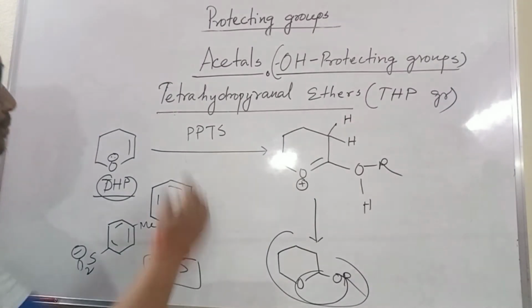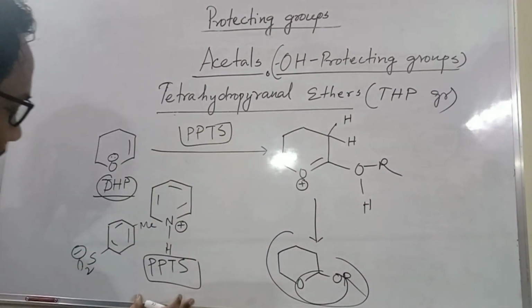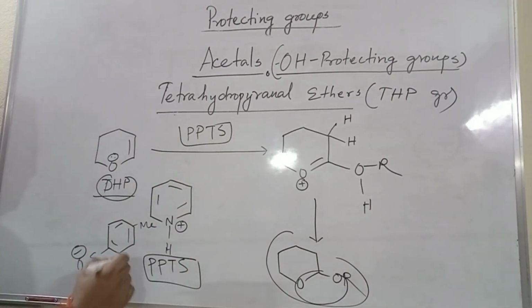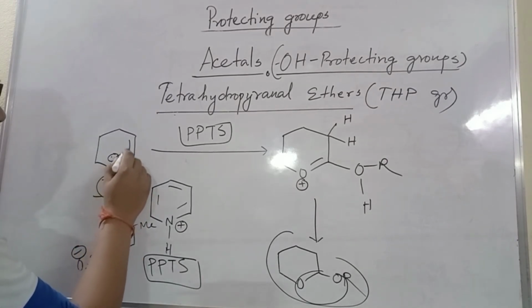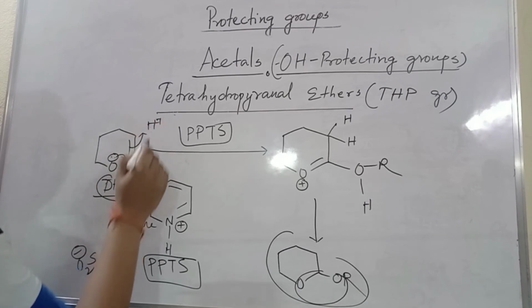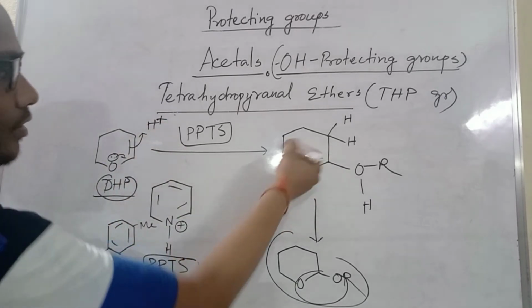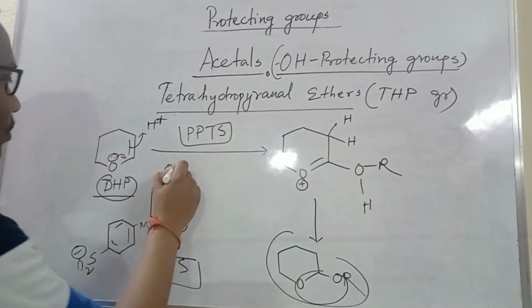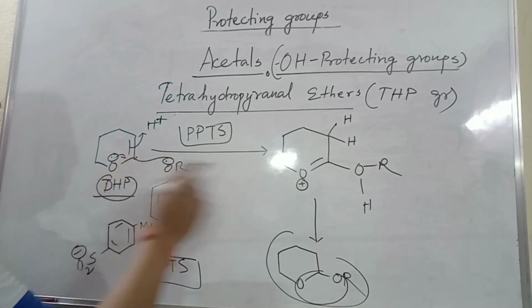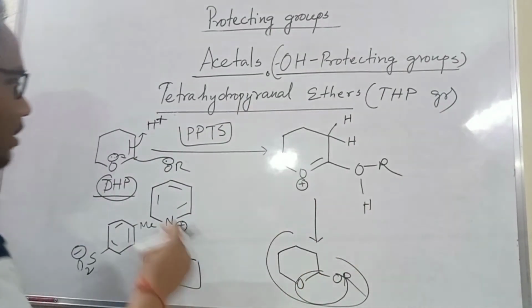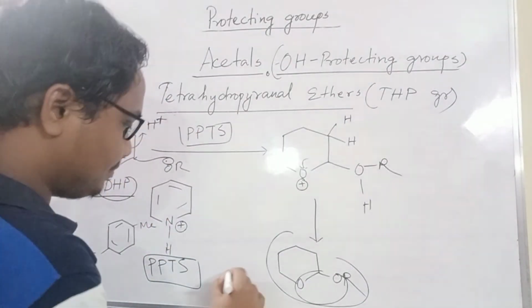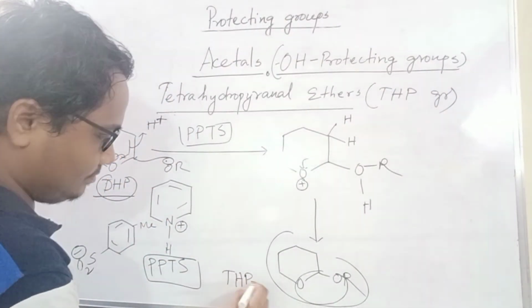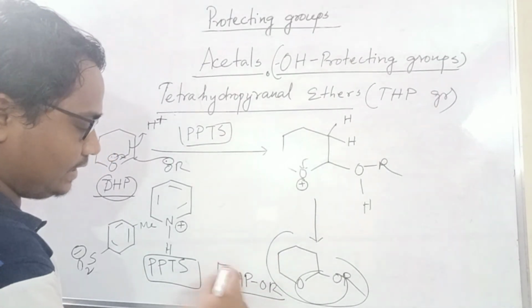This is PPTS. PPTS is an acid source. If it gets acid, it will take H plus, and then OH, then OR will form. So the first step: in acid PPTS, when you give PPTS, you get the THP ether. It is called THP ether.